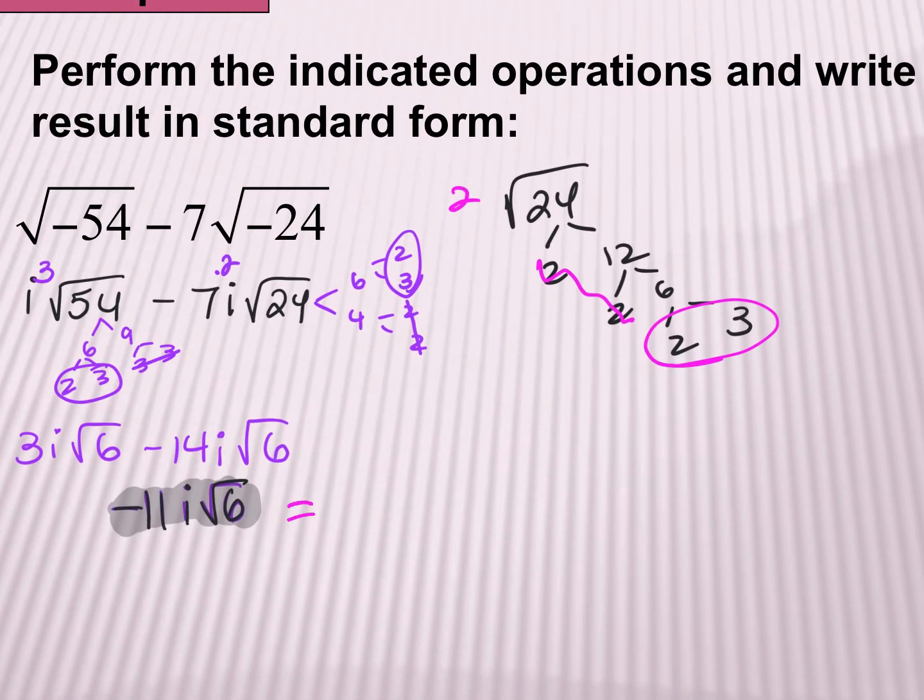So this can also be written as negative 11 square root 6 i. Just be careful and make sure that the i is not underneath the root. Order there doesn't matter. I tend to put it in between so we know that it doesn't go underneath, but it doesn't matter. Questions on those? Okay.